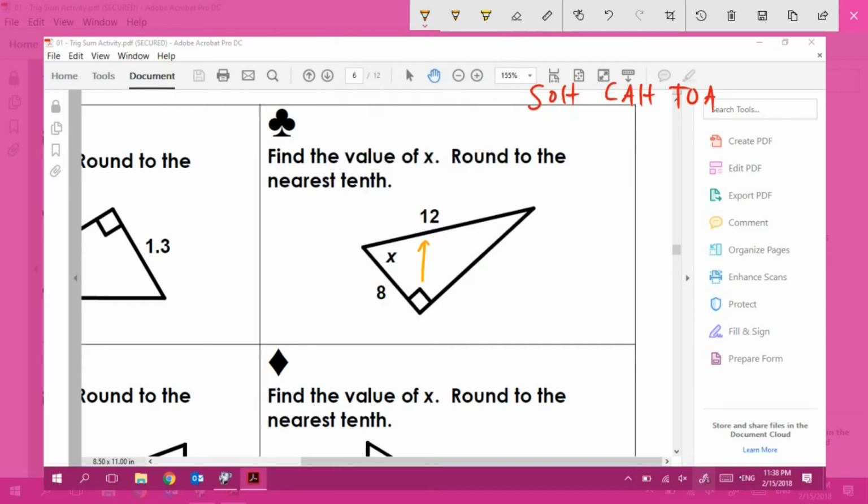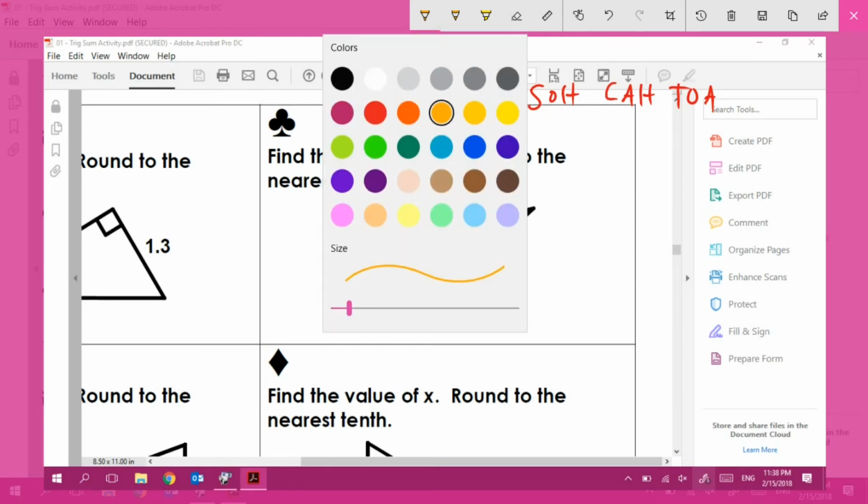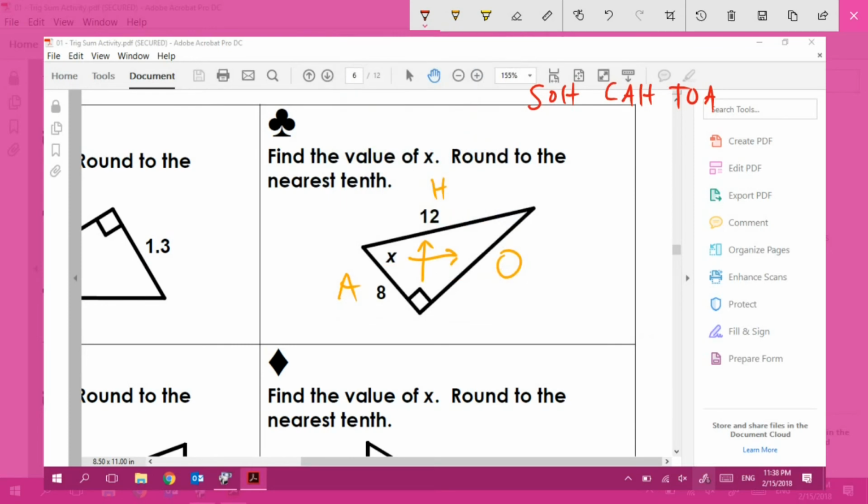Hypotenuse is across from the 90-degree angle. Opposite is across from the x, which is the degrees here. They didn't give it to us. And they didn't use theta. Lame. And then adjacent is what's left over. All right, circle the two sides that they gave you. That's going to be adjacent and hypotenuse.